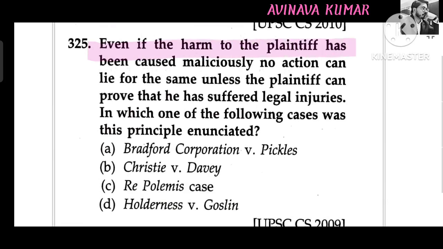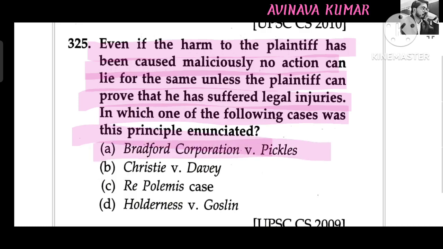Even if the harm to the plaintiff has been caused maliciously, no action lies for the same unless the plaintiff has proved that he has suffered such legal injuries. In which one of the following cases was this principle initiated? Bradford Corporation versus Pickles.